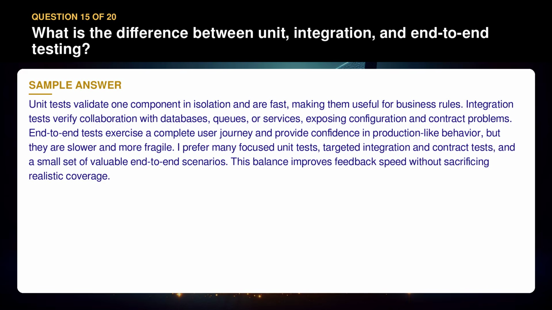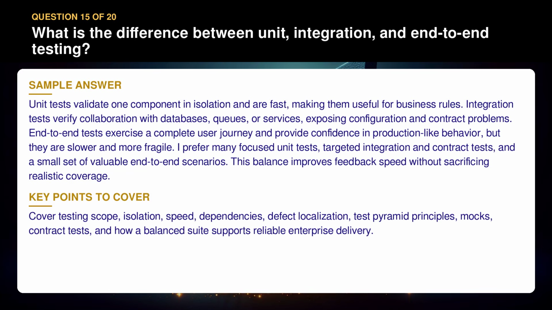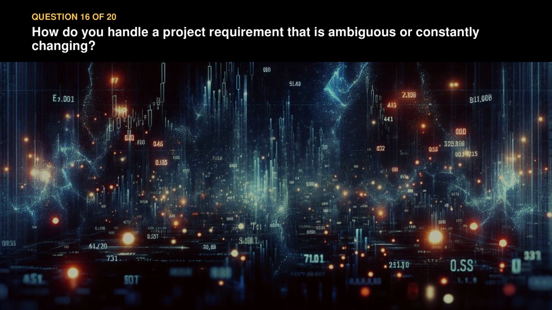I prefer many focused unit tests, targeted integration and contract tests, and a small set of valuable end-to-end scenarios. This balance improves feedback speed without sacrificing realistic coverage. Cover testing scope, isolation, speed, dependencies, defect localization, test pyramid principles, mocks, contract tests, and how a balanced suite supports reliable enterprise delivery.